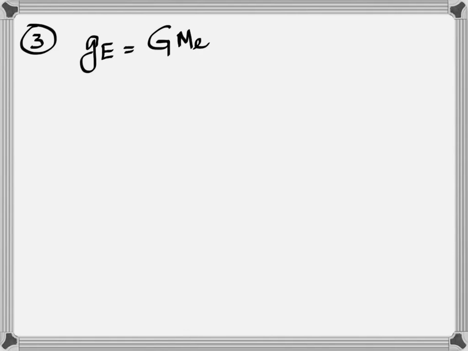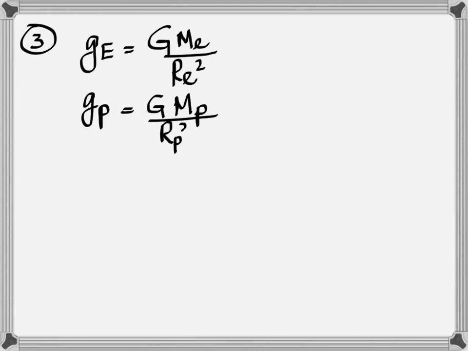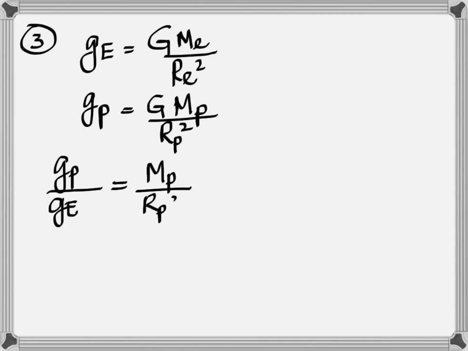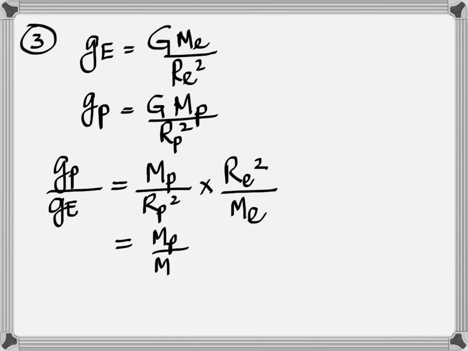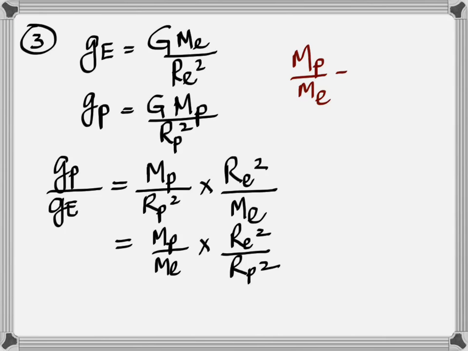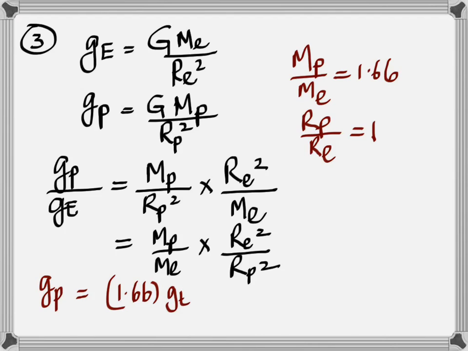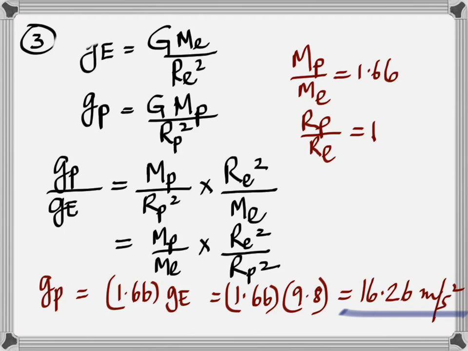And question 3, acceleration due to gravity on the Earth, and this is on the planet. Divide one by the other. The constants cancel, and rearrange that. Since the ratio of the masses is given as 1.66 and the radii are equal, plug in the numbers and get the answer as 16.26 meter per second squared.